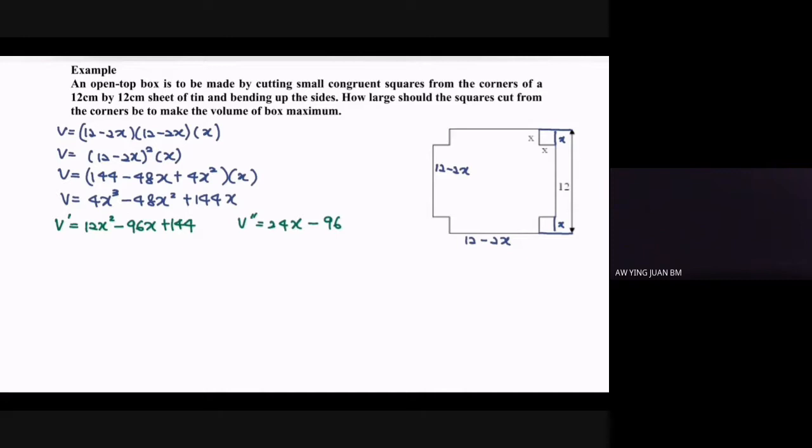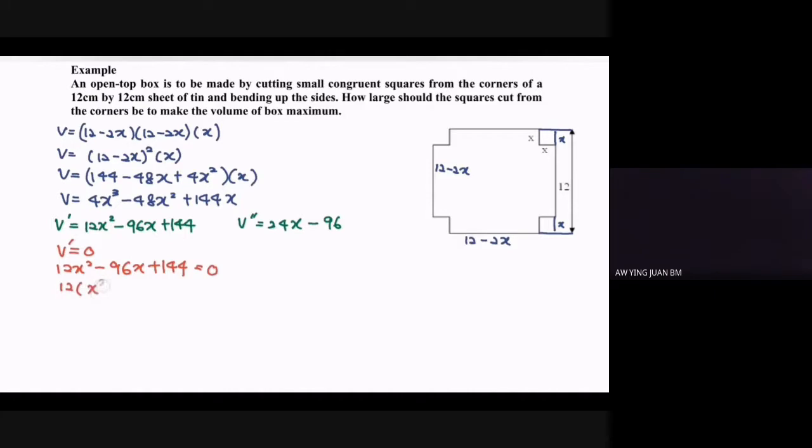Step number 4. Solve f prime x is equals to 0 in order to find the critical value or the problems. So here we have v prime equals to 0. So 12x squared minus 96x plus 144 equals to 0. Kindly simplify the situation. Factor out the 12.